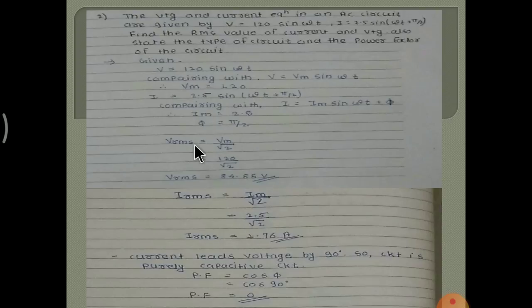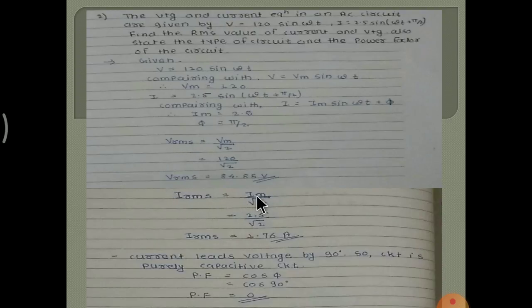Then we have to find here the RMS value of voltage and current. So VRMS, the formula for VRMS is equal to Vm upon root 2. So place the value of Vm. Vm is equal to 220 upon root 2. We got the value of VRMS, that is 84.85 volt. After that we have to calculate IRMS, the RMS value of current. This is the RMS value of voltage.